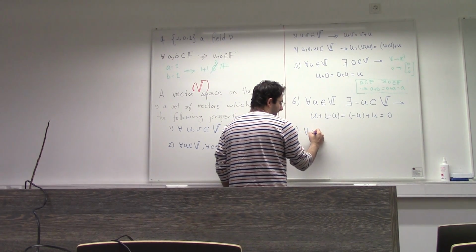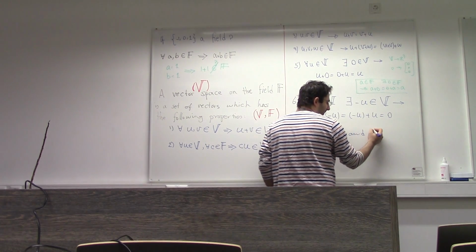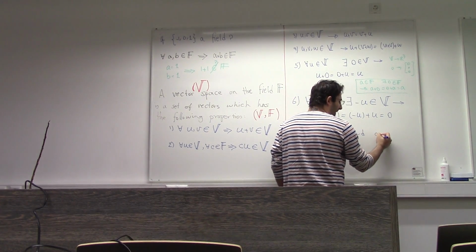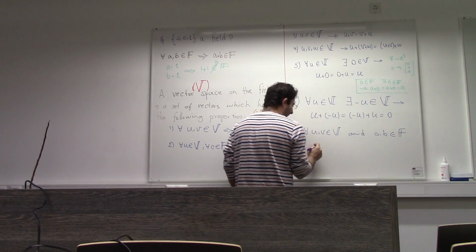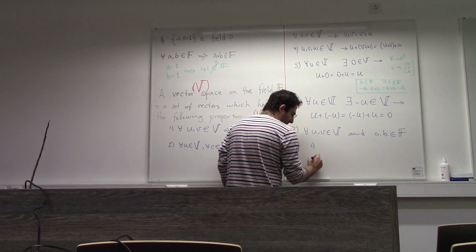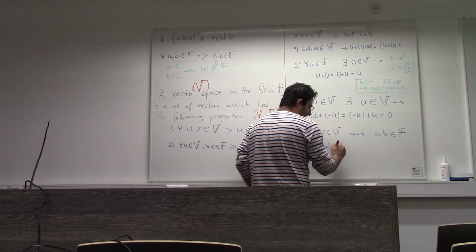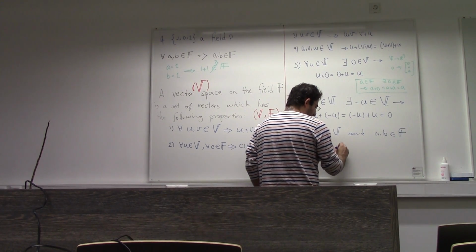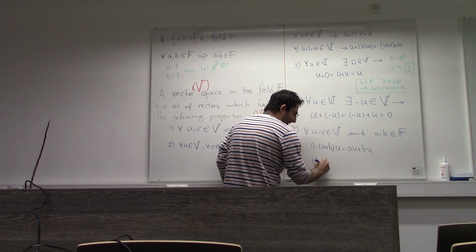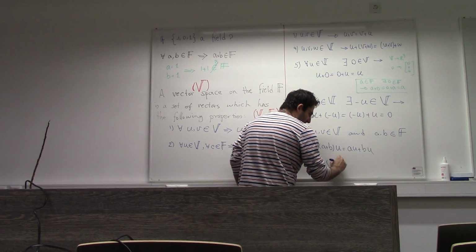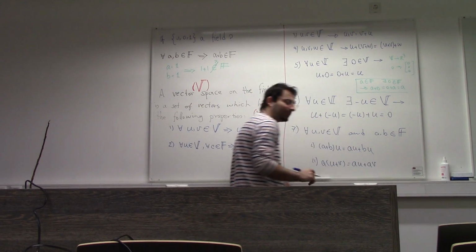For any U and V belonging to V, and A and B belonging to F, we have these two properties: A plus B multiplied by U is AU plus BU, and A multiplied by U plus V is AU plus AV.